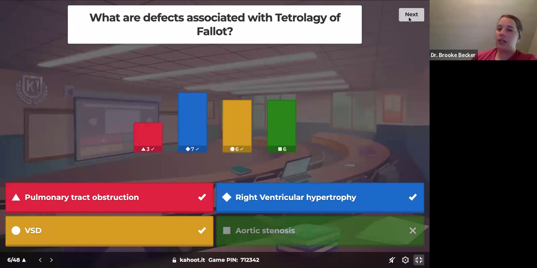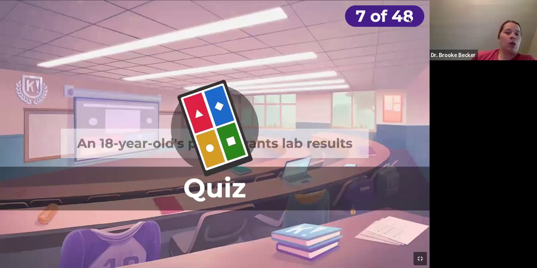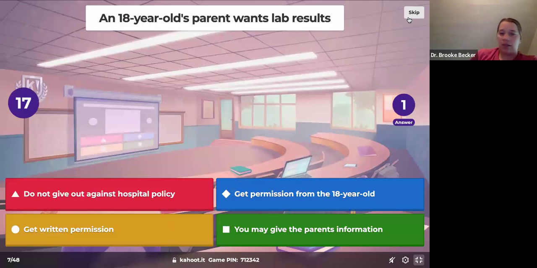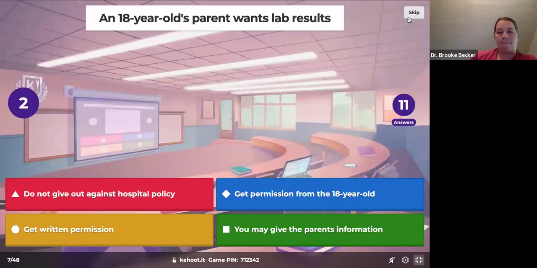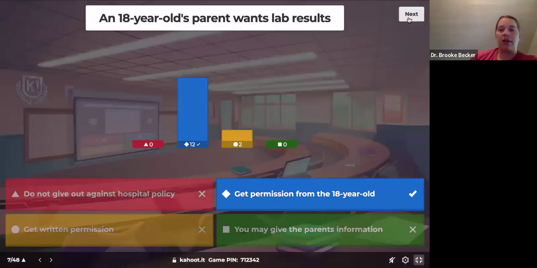An 18-year-old's parents want lab results. Red is do not give out as it's against hospital policy. Blue is get permission from the 18-year-old. Yellow is get written permission. Green is you may give the parents the information. Yep, so you can get permission from the 18-year-old. But unless you get permission from them, since they are 18, no longer a minor, the parent does not have any right to that information, even if it's under their insurance.